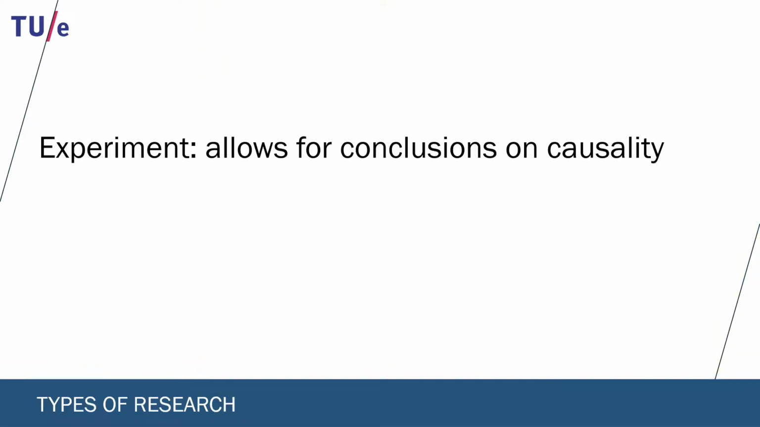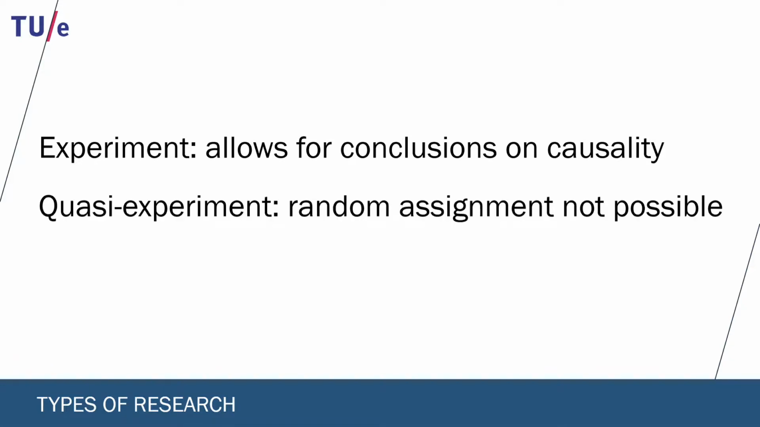The first one is an experiment. An experiment allows us to draw conclusions based on causality. So here it is important to have a fixed order where we first manipulate the independent variable and then measure the dependent variable. A second type of research is a quasi-experiment.